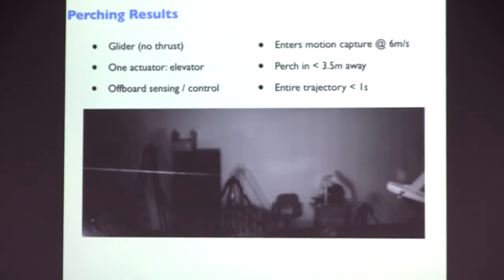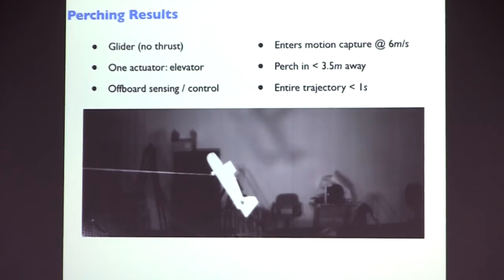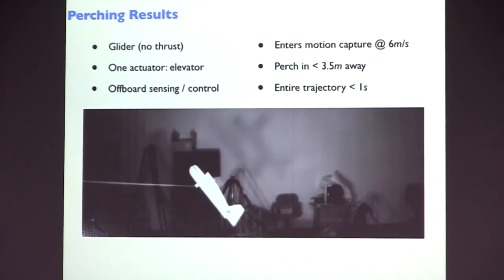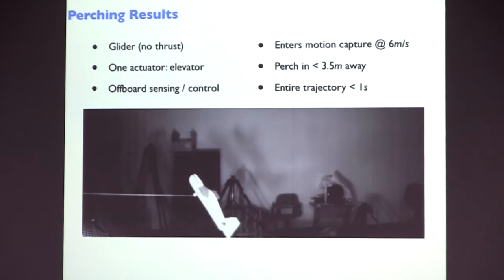And we can do that now. We can do it pretty efficiently. This is slowed down about 11 times. This is the plane being launched in. It's now at an exceedingly high angle of attack. This is the wire thrown across the room. And we can land on a perch reliably now, about 19 out of 20 times, from a pretty huge range of initial conditions, indoors.